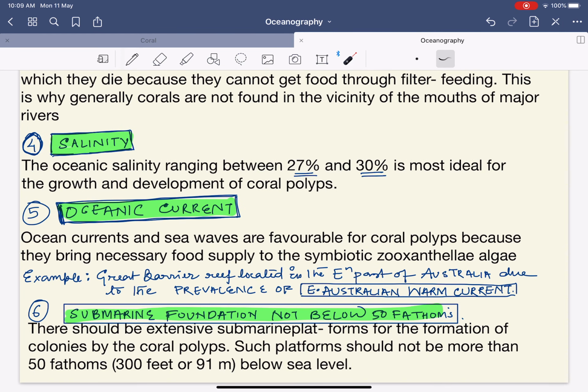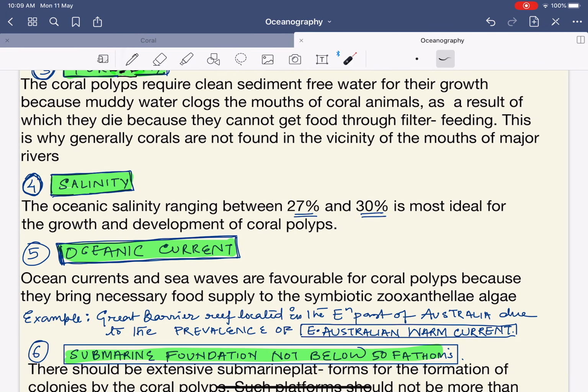Next is the salinity. Oceanic salinity ranges between 27 parts per thousand and 30 parts per thousand, which is the most ideal for the growth and development of the coral. This is also the reason that coral reefs are not found at the mouth of the river, because the river brings an influx of fresh water.